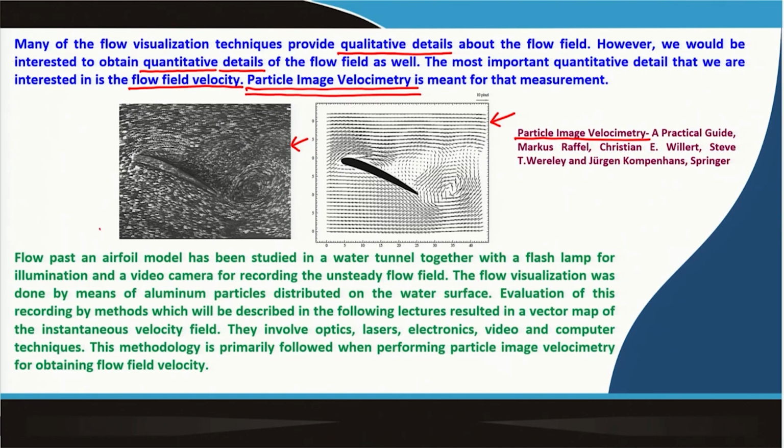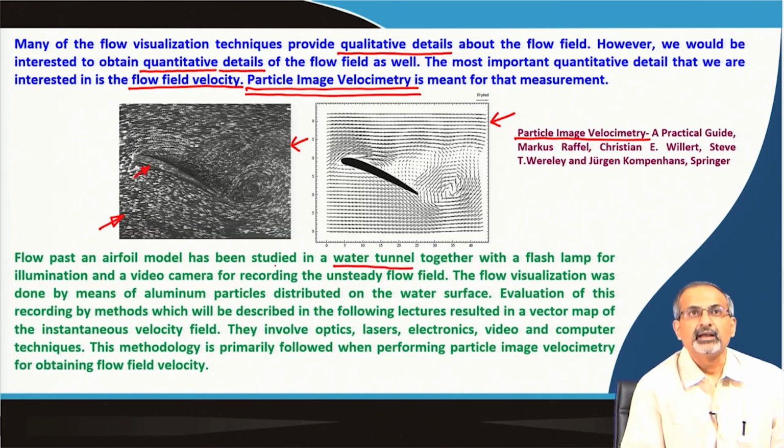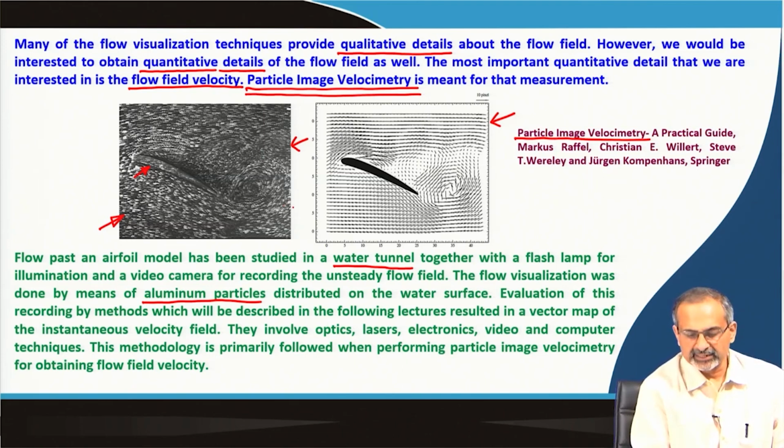to do. On the left side, you have a flow visualization conducted in a water tunnel, where you can see an airfoil pitched at an angle of attack to the flow. When water flows past it, the flow is laden with aluminum particles and it is illuminated with a suitable illumination source, and a video recording of the flow field is done. Later, the sequence of images is fed into a certain system which can transform it into velocity vectors.